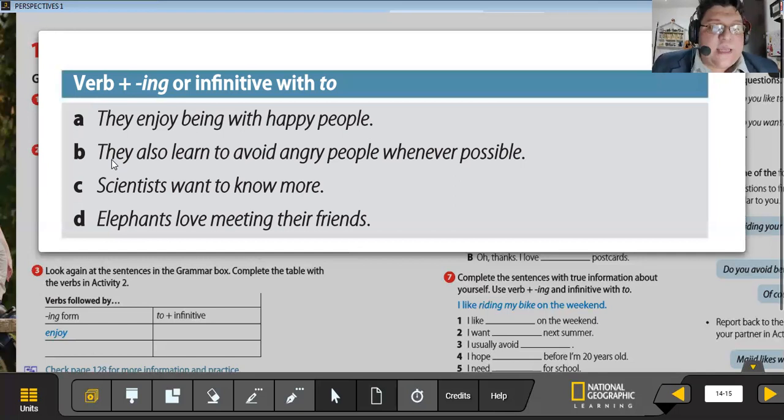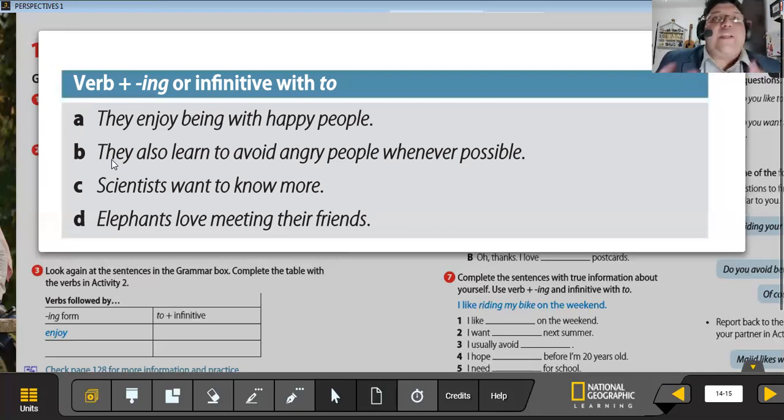It's an action. It's something we're doing. Something that I hope, for example, you're doing right now. You're learning. Well, if you see right here, they also learn to avoid. That's interesting, right? We're not using avoiding. They also learn avoiding. No. They learn to avoid. So that means with the word learn, we're going to be using to. They also learn to avoid.